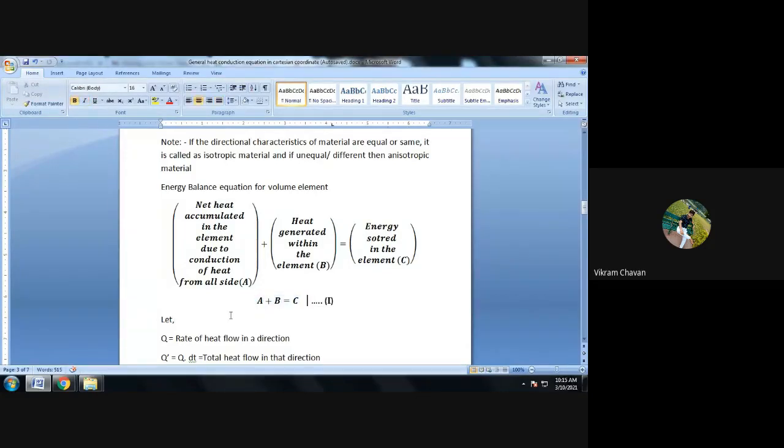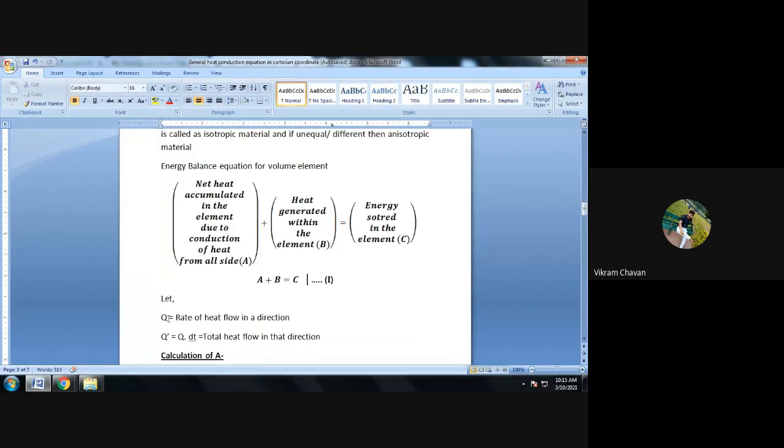Initially we are going to consider Q. Let Q be the rate of heat flow in a direction. If heat is flowing in the x direction, that will be Q suffix x. If heat is flowing in the y direction, that will be Q suffix y, and in the z direction, Q suffix z. This heat flow is for a particular period of time. Let us consider we want to know it for 10 seconds.